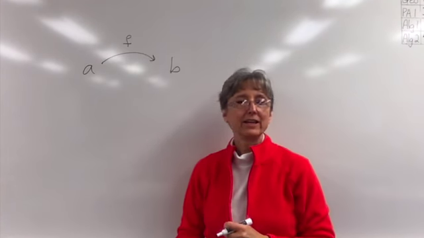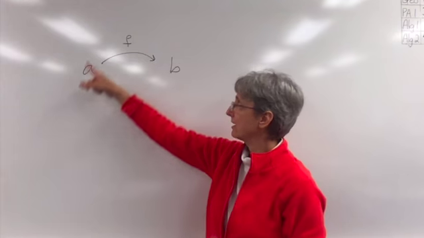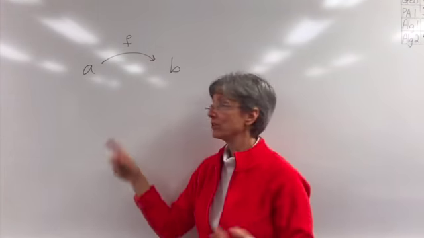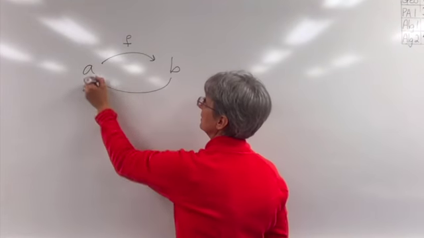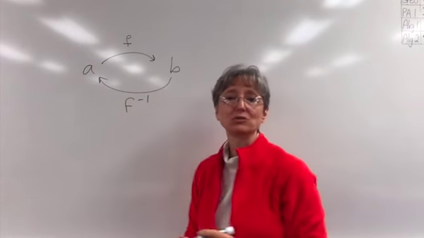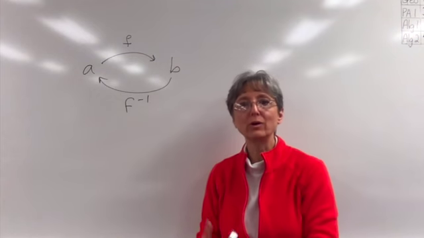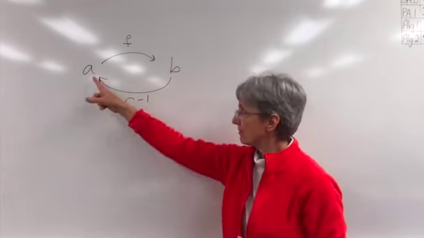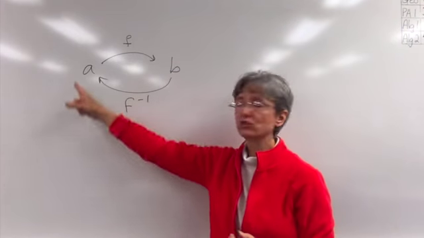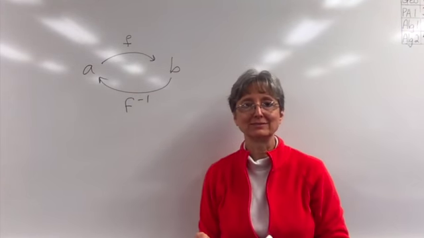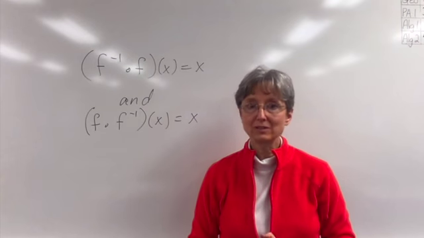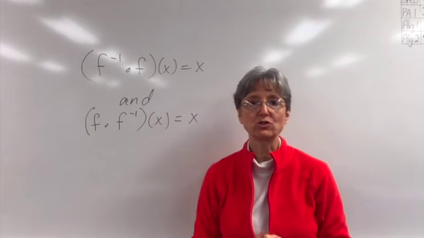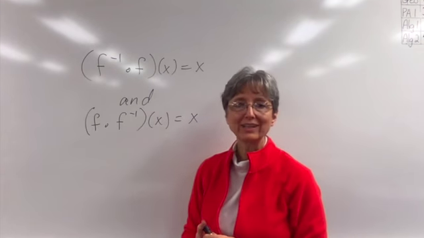If a function takes A and maps it onto B, then its inverse should take that B and map it back to A. That's the whole point of an inverse, is going back and forth. So if this goes here, the inverse should go back. This is one way that you can tell if equations are inverses or not, especially one-to-one inverses.